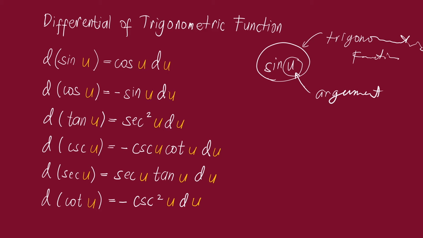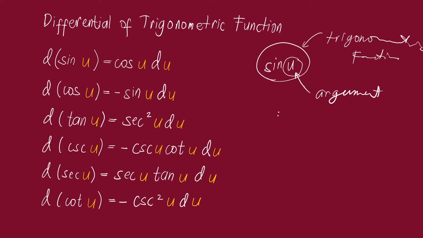Now, if your trigonometric function has no argument, then that's not a trigonometric function. So a trigonometric function always comes with its argument. Now, the value of the argument, notice that I used u. The value of u there could be anything. It could be a polynomial function, or another trigonometric function, or an inverse trigonometric function, or a hyperbolic function. It could be anything.